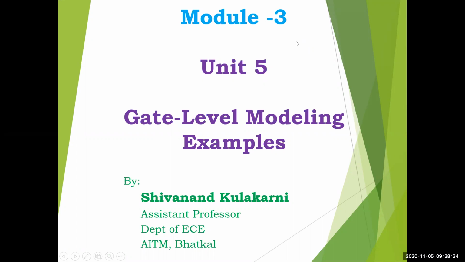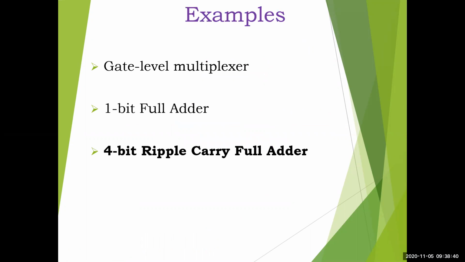In the previous video, we started with gate level modeling examples. The first example we saw was a gate level 4:1 multiplexer, and we also saw the procedure: if any design is given, how you write a complete Verilog description, stimulus and simulation output. Today we will see another example.